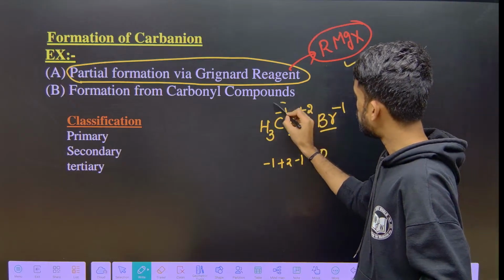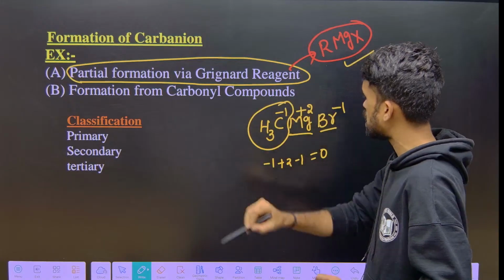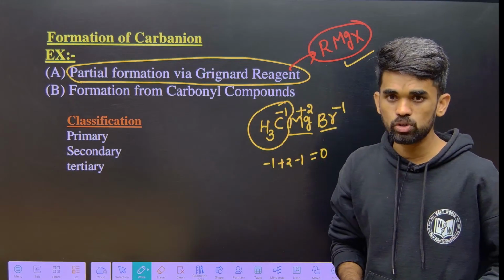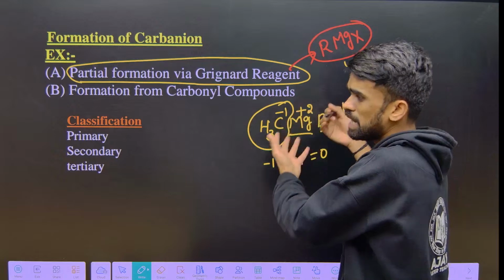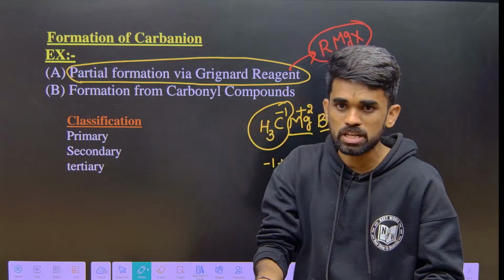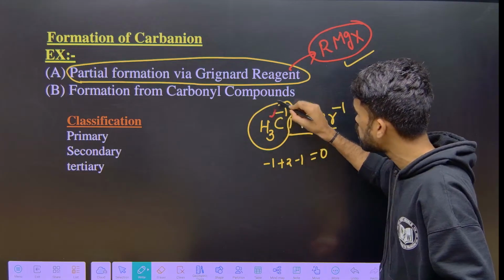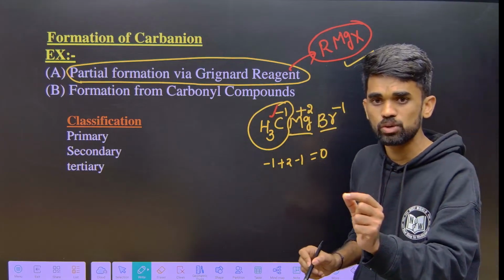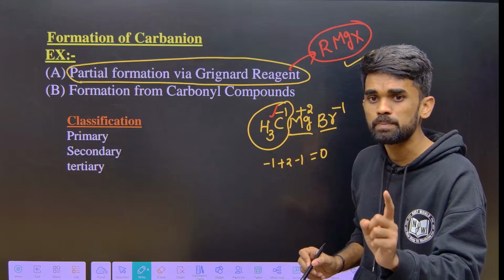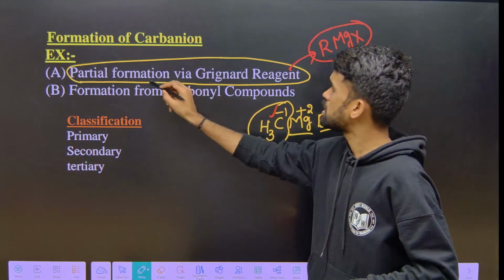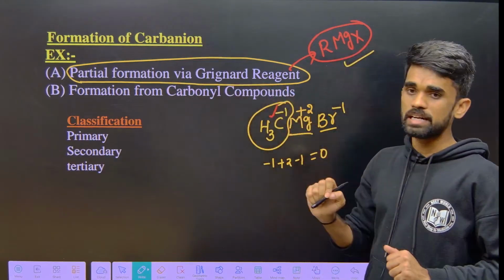So see what the carbon is having now. What is the charge on it? Negative charge. It can be methyl magnesium bromide or propyl magnesium bromide, ethyl magnesium bromide, or anything, but there we have a carbon. Carbon with a negative charge should be considered a carbanion. Okay, so that is partial formation via Grignard reagent.